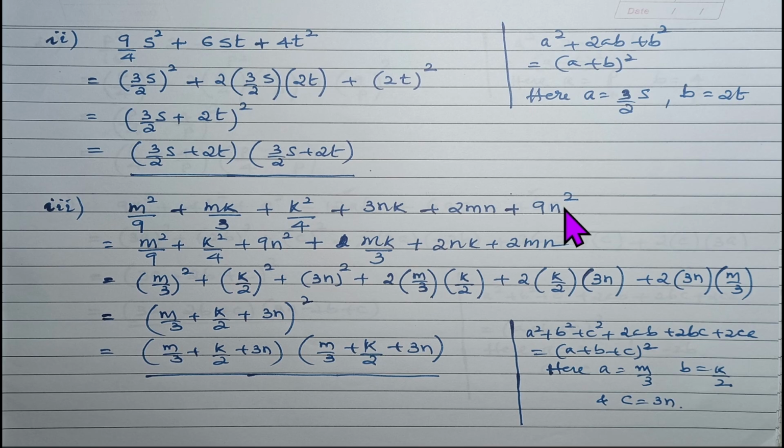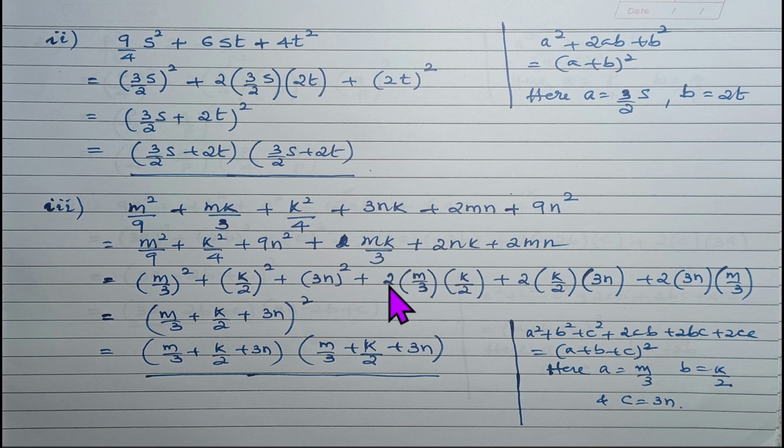Now let us understand how to use an identity here. m square by 9 is a square term, k square by 4 is also a square term, and 9n square is also a square term. Let us bring all of them together. So m square by 9, k square by 4 and 9n square. That means these three are square terms. That is m by 3 whole to square, k by 2 whole to square and 3n whole to square. Now the question is whether these three terms are 2ab, 2bc and 2ca.